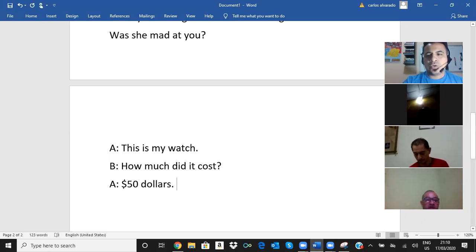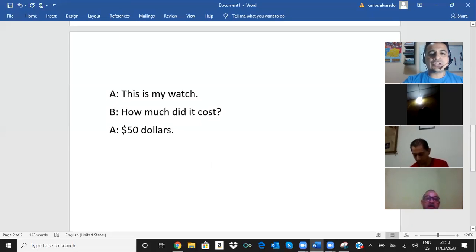Okay? So, this is my watch. How much did it cost? $50. This is my glasses. How much did they cost? $80. Okay. This is my keys. Y a ver, my keychain. This is my cell phone. How much did it cost? And continue. Okay. Hagan unos tres o cuatro ejercicios cada uno de esos.